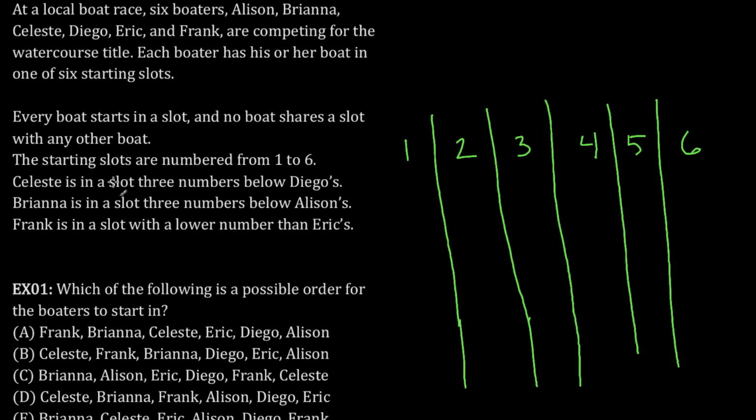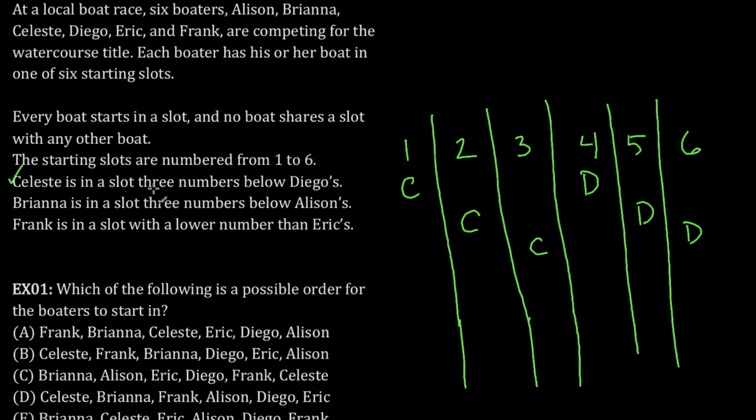Celeste is in a slot 3 numbers below Diego. So if Celeste is here, Diego needs to be at 4. 3 above. 1, 2, 3. He can't be anywhere else. He has to be 3 above. So if Celeste is here, Diego needs to be here. And if Celeste is here, Diego needs to be here. Okay, go with Celeste.